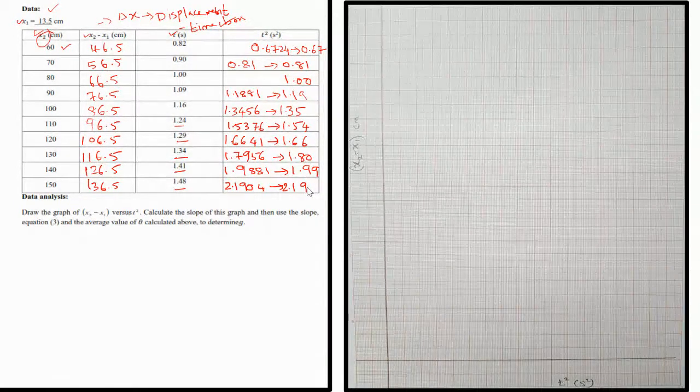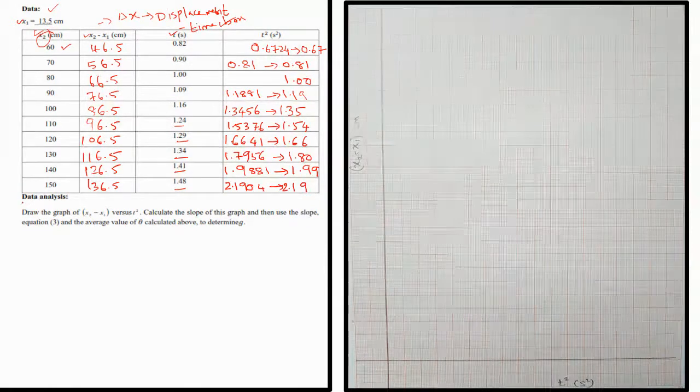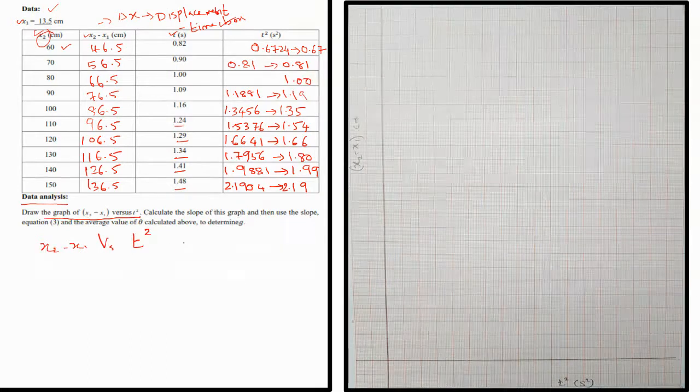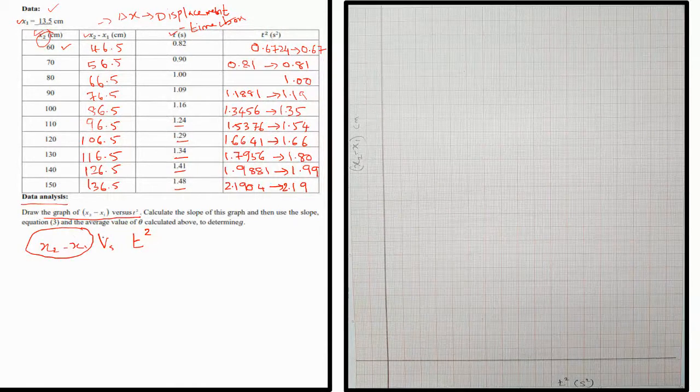For drawing the graph, the first most important thing is to see the data analysis. We give the information about the graph in this data analysis: draw the graph of x2 minus x1 versus t square. I already told you, if you have x2 minus x1 versus t square, the first part is always your y-axis, and the second part is always your x-axis. Clear?